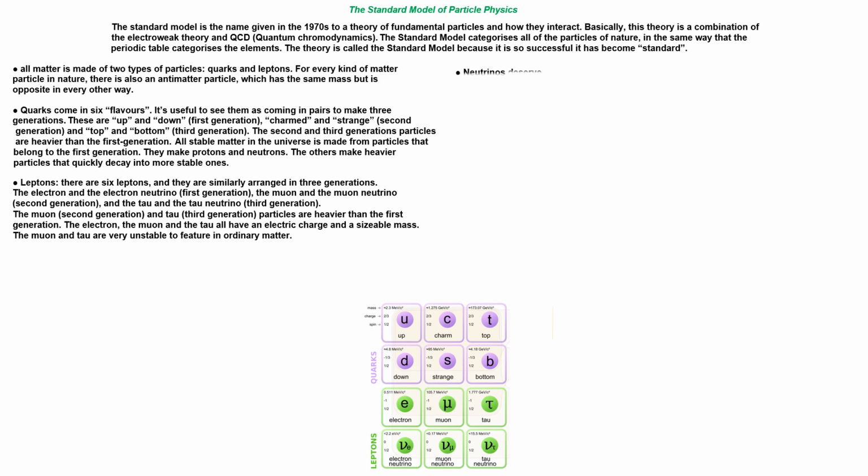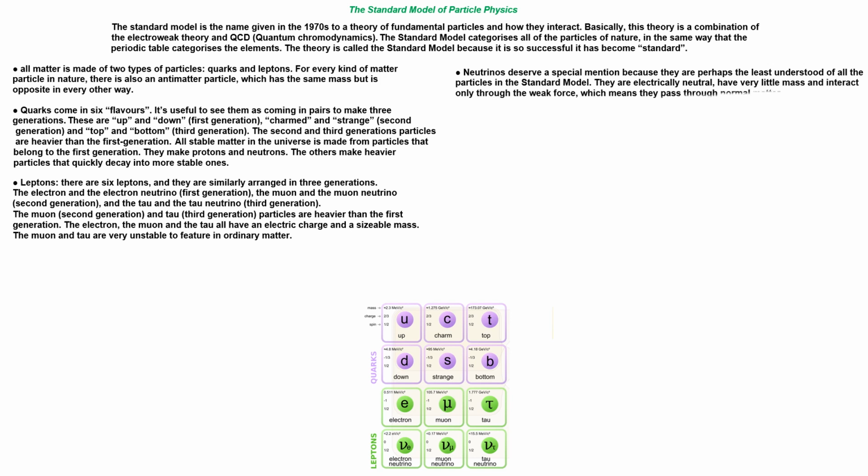Neutrinos deserve a special mention because they are perhaps the least understood of all the particles in the Standard Model. They are electrically neutral, have very little mass, and interact only through the weak force, which means they pass through normal matter unimpeded and undetected.